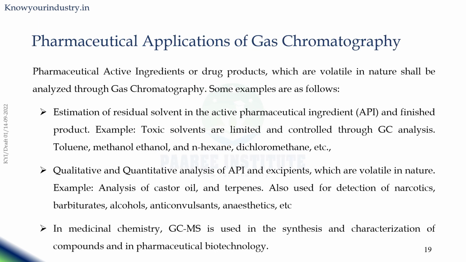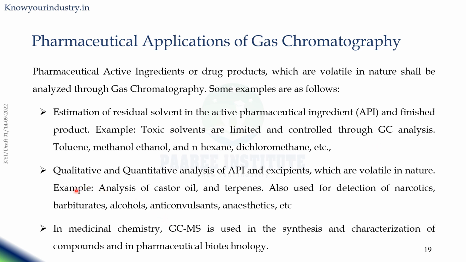Now coming to the pharmaceutical applications of gas chromatography, there is a wide range of applications. We have seen that the volatile nature of the compounds is critical for the application of this particular method. First and foremost is the estimation of residual solvents in the API as well as the finished product. Toxic solvents like toluene, methanol, ethanol, n-hexane, dichloromethane, etc. can be analyzed through this method in the API as well as the finished product, so that these toxic solvents can be limited and controlled in the API as well as the formulation.